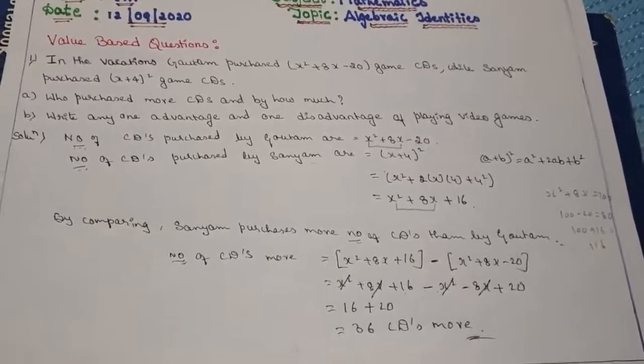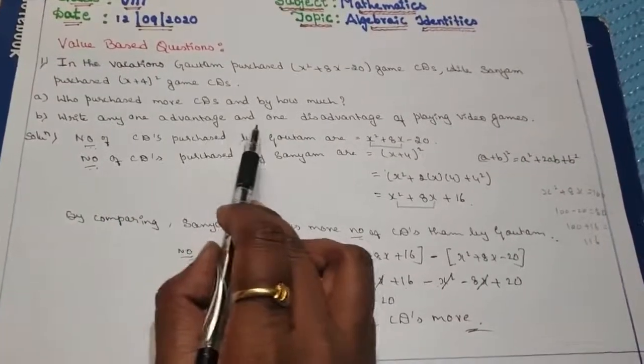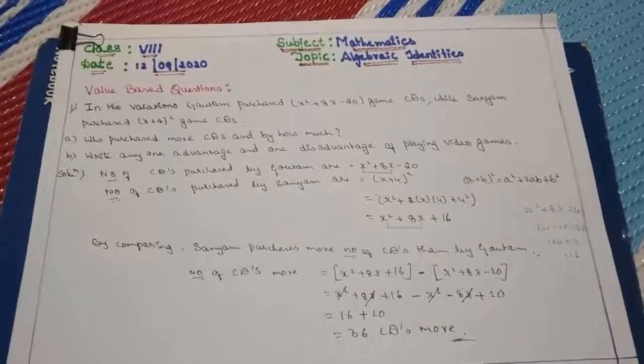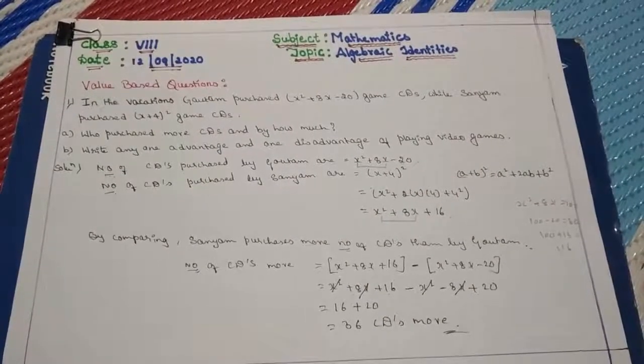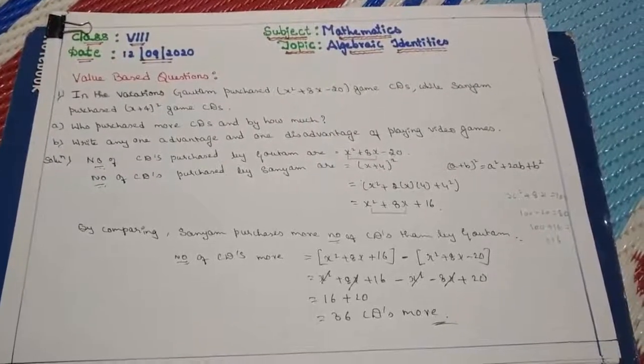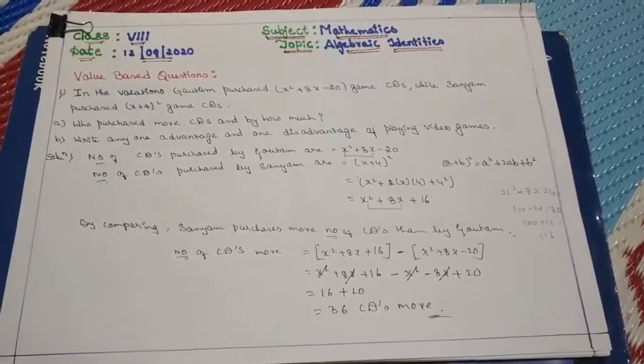This is all, children. Now the second question, what is it? Write any one advantage and one disadvantage of playing video games. For advantage, we can give brain booster. For disadvantage, playing video games by sitting in one place causes obesity.